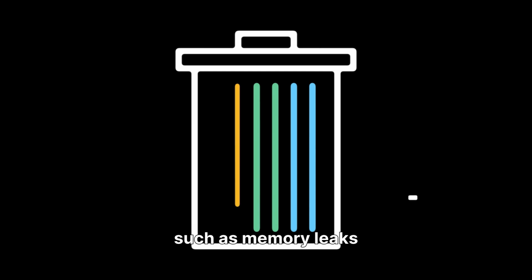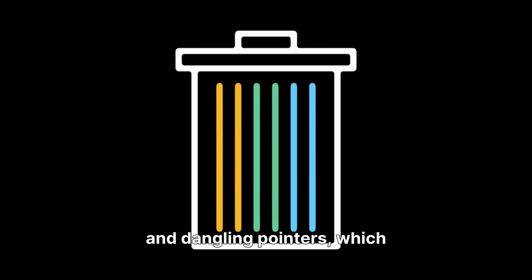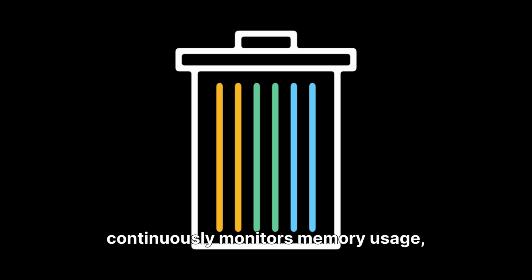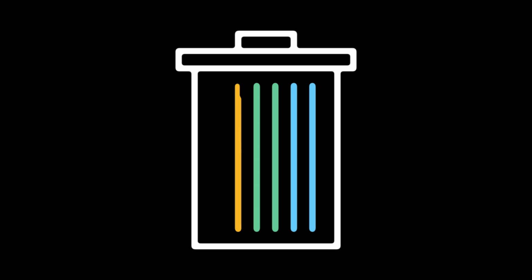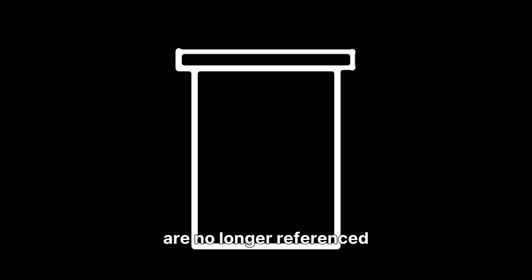The Common Language Runtime, or CLR, in C# plays a pivotal role by automatically managing memory through its sophisticated garbage collector. This automated process is a cornerstone of C# development, as it effectively prevents common memory-related issues such as memory leaks and dangling pointers, which are often problematic in languages requiring manual memory management. The CLR's garbage collector continuously monitors memory usage, identifying and reclaiming memory occupied by objects that are no longer referenced by the application, thereby ensuring system stability and efficient resource utilization.